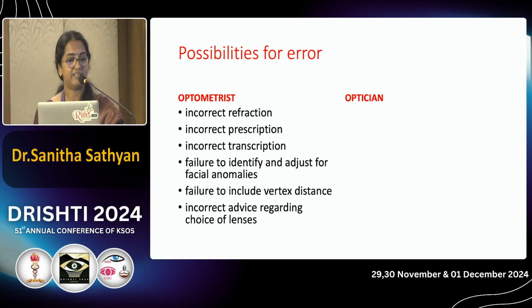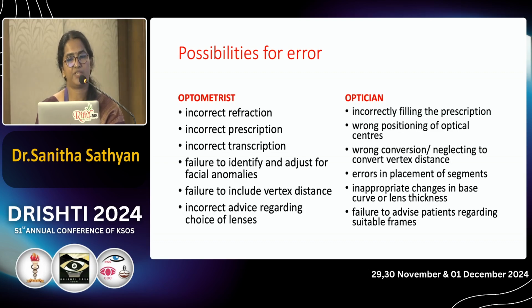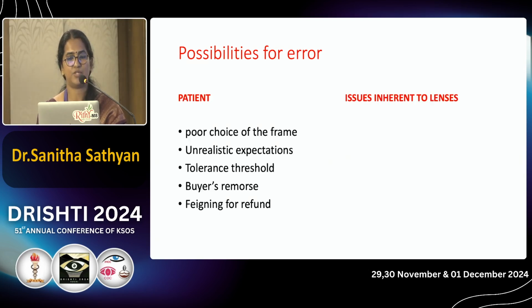Optometrists can have incorrect refraction, or incorrect prescription, or incorrect transcription of the details, and there could be a failure to identify and adjust for the facial anomalies. Sometimes, as Sir told, there could be a failure to include the vertex distance, and incorrect advice regarding the choice of lenses. From the optician part, again, incorrect transcription does happen sometimes, and wrong positioning of the optical centers, and if the axis marking is wrong, this is going to trouble the patient. And wrong conversions, error in placement of segments, and failure to advise patients regarding suitable frames.